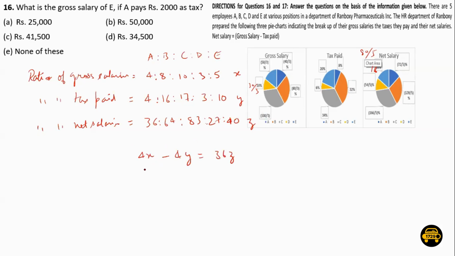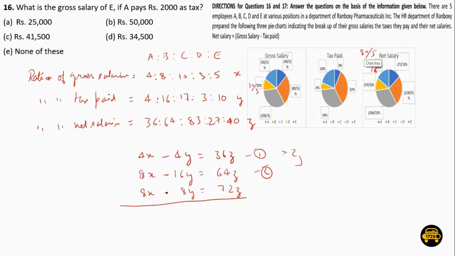Similarly, we can write it for B as well. So gross salary of B will be 8X, tax paid by B will be 16Y, and net salary of B will be 64Z. Now we have two equations. Let's try and solve them. This is the first equation, this is the second equation. Multiplying the first equation by 2, we will get 8X minus 8Y is equal to 72Z, right? All right.